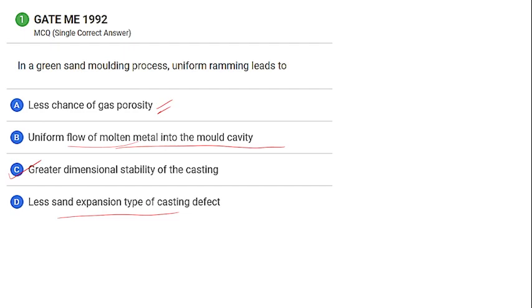When you provide uniform ramming of your sand mold, it will improve firstly the mold strength, and then your dimensions will be stable. If your ramming was correct, there will be no dimension change. Suppose your sand was filled and you didn't provide uniform ramming. Somewhere there is more sand, somewhere less sand, so there will be a dimensional defect in your end product. That is why, to give strength to your molding sand and provide dimensional stability, we provide uniform ramming.